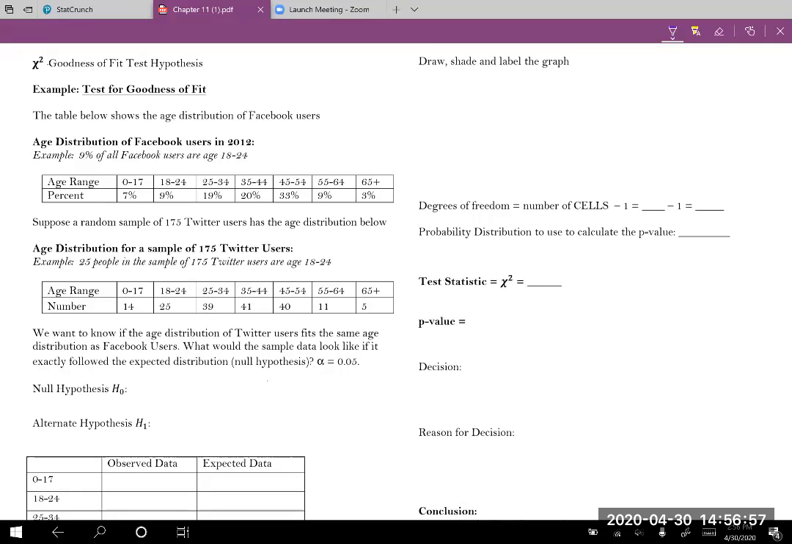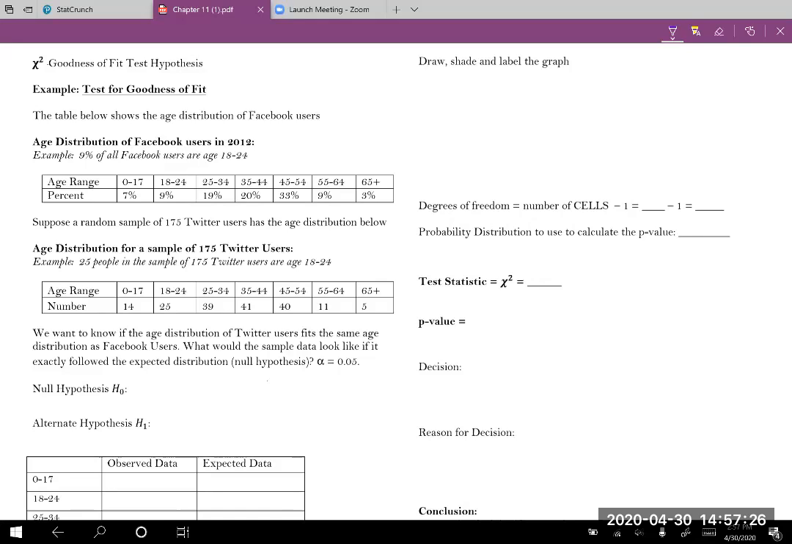Suppose a random sample of 175 Twitter users has the age distribution below. So the next table shows you the age distribution for a sample of 175 Twitter users. It's telling you that 14 of them are between the ages 0 to 17, 25 of the 175 are between 18 to 24, and so on. So we want to know if the age distribution of Twitter users fits the same age distribution as Facebook users.